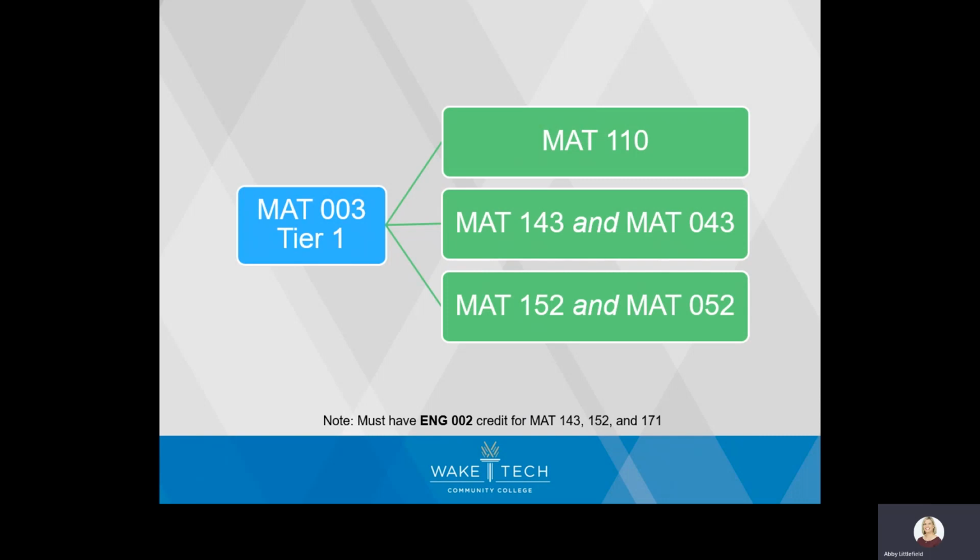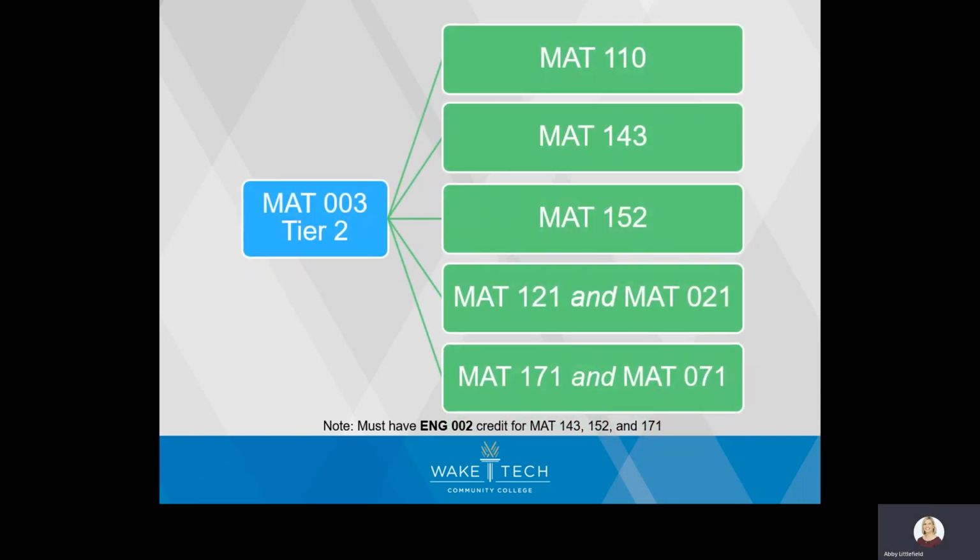You'll also notice at the bottom in black where it says that you must have completed English 002 in addition to the Tier 1 for Math 003 in order to take Math 143, Math 152, or Math 171, which Math 171 is not an option under Tier 1, but it will be for Tier 2 and 3. So just wanted to put that out there that if you have not yet taken Transition English and completed it successfully, you'll need to do that before you can take Math 143, Math 152, or Math 171.